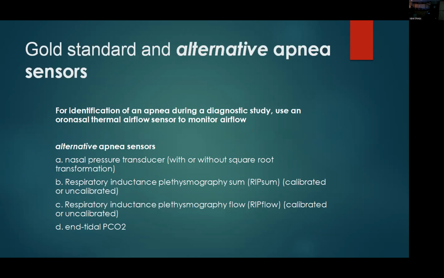So now, gold standard and alternative apnea sensors. For scoring apnea, the gold standard is thermal flow. Alternatively, because it's very difficult to get the signals in kids, alternative sensors are very helpful.